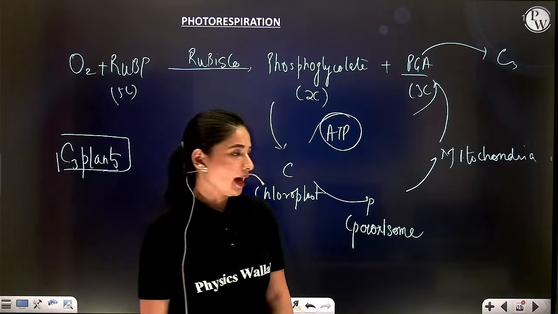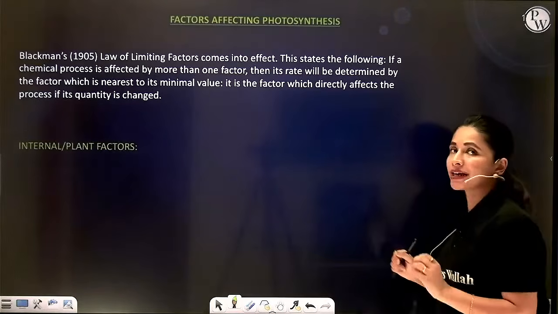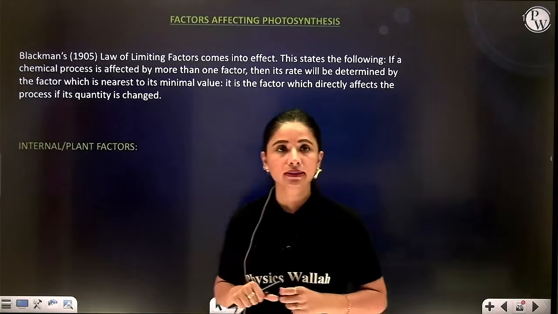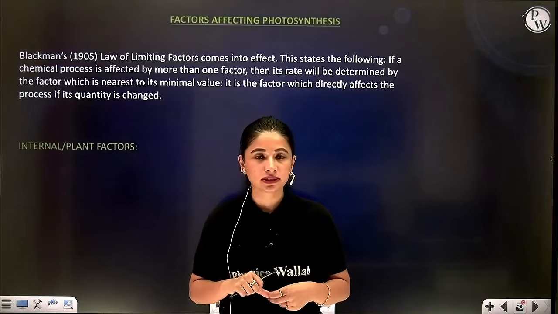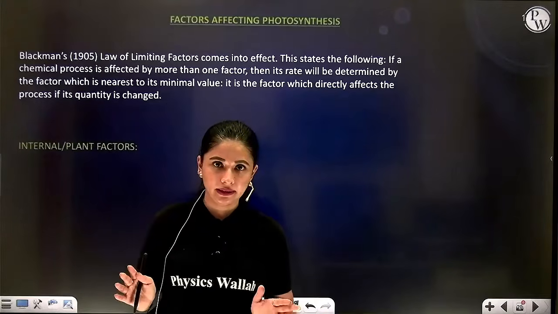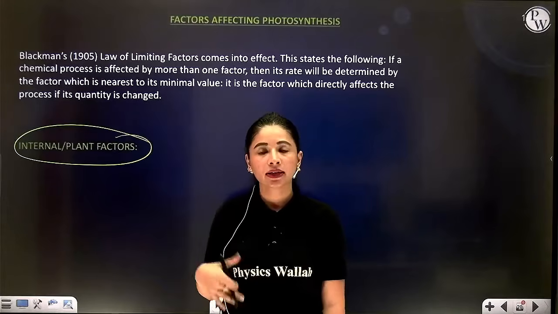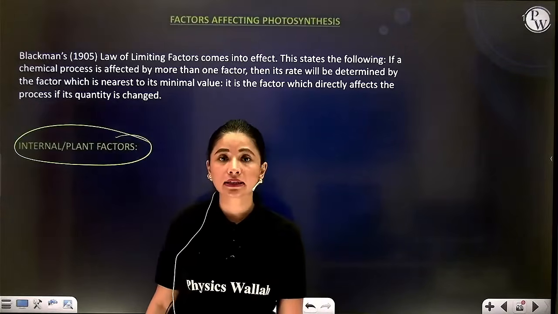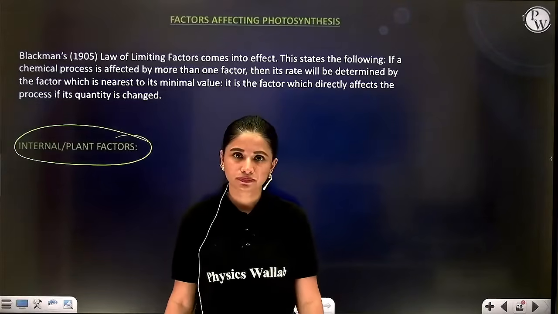Correct? Now, the last topic of the chapter is factors affecting photosynthesis. Those factors can be broadly divided into two categories: internal or plant factors, and second, external factors like light, water, CO2, etc.